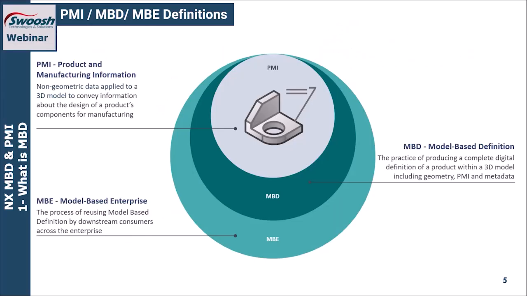The first thing we'll look at here is an overview with this diagram, breaking down the definitions of PMI, model-based definition, and model-based enterprise. If you look at this diagram, you'll see a smaller circle there represents PMI. So the PMI is your product and manufacturing information. This is our non-geometric data that's being applied to the 3D model. It conveys information about the design of that product, and this information can be reutilized downstream in other operations.